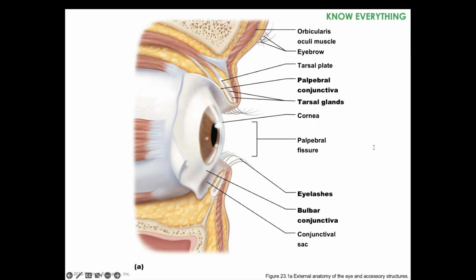When the conjunctiva get infected, they develop conjunctivitis. That's what we would know as pink eye. Then we have the tarsal plate, which is going to hold our tarsal glands that secrete an oily substance to lubricate the eye. And the eyelashes work to prevent dust and debris from getting into the eye.